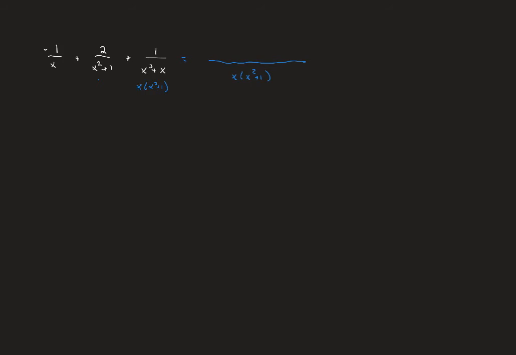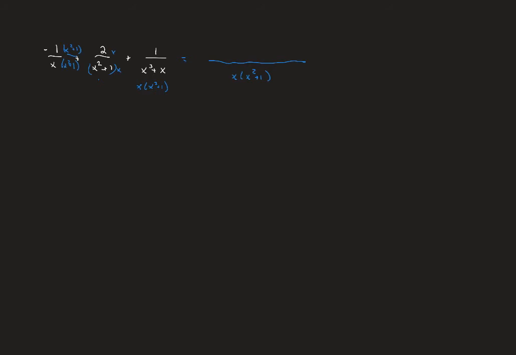So the first fraction, the negative 1 over x, doesn't have the x squared plus 1, so we're going to have to multiply top and bottom by x squared plus 1 to create that. The second fraction doesn't have an x, so we're going to multiply top and bottom by x to create that denominator. And the third one's okay as it is, so it's just going to stand as it is.